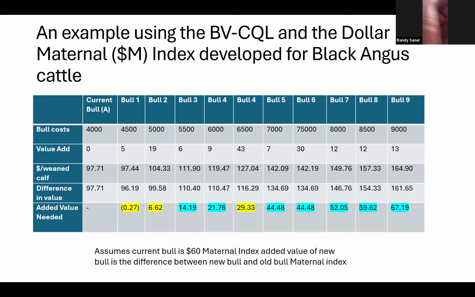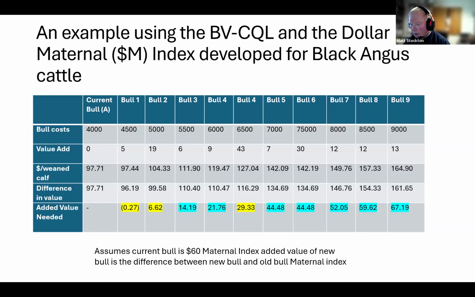So you can kind of see the value add. The difference in value, though, is the added value that you need in order to make it pencil out. So it's going to take more for this bull than that 44. And if you go down to bull 4, it's $29, so you don't need as much value there. And look at the difference, it was a 43. So it was basically the most difference in my value maternal. It was $43 versus 0 for my old bull.